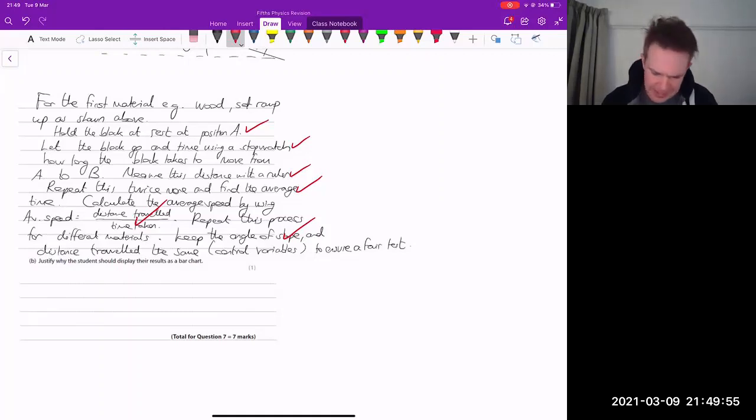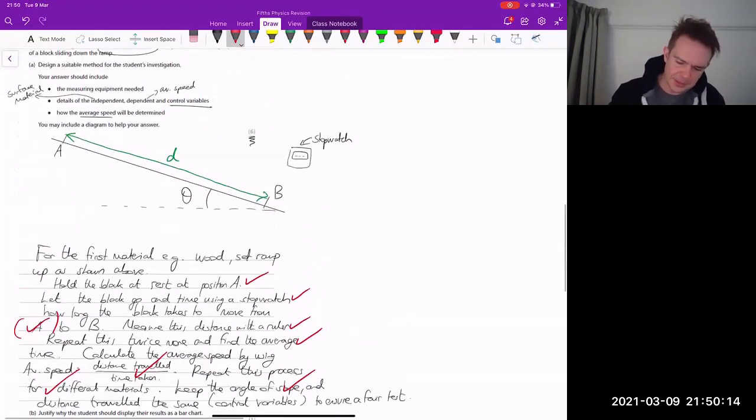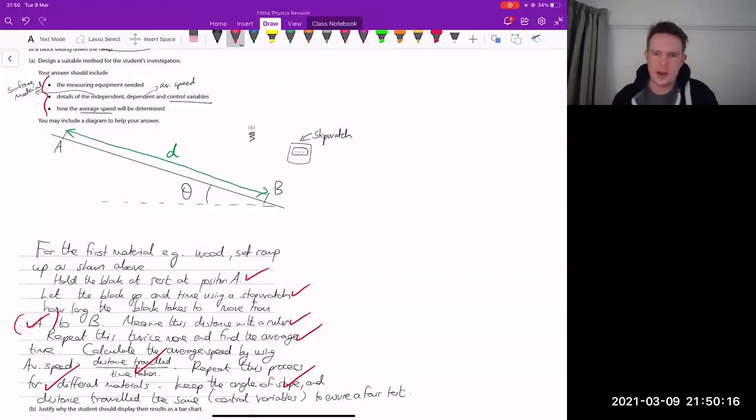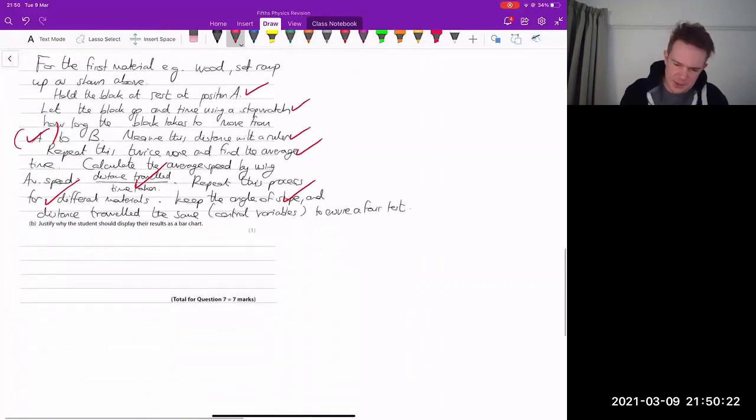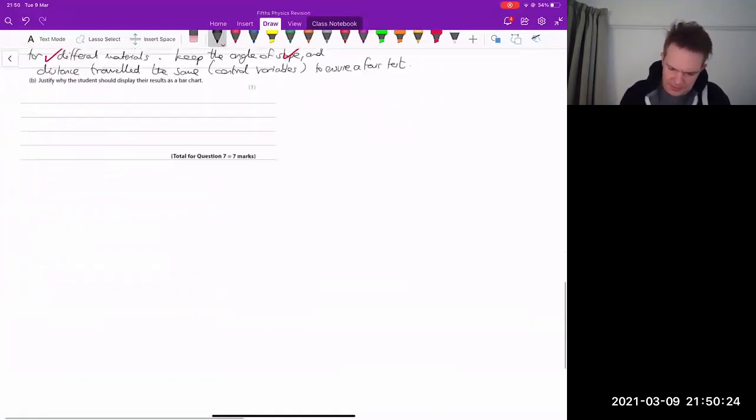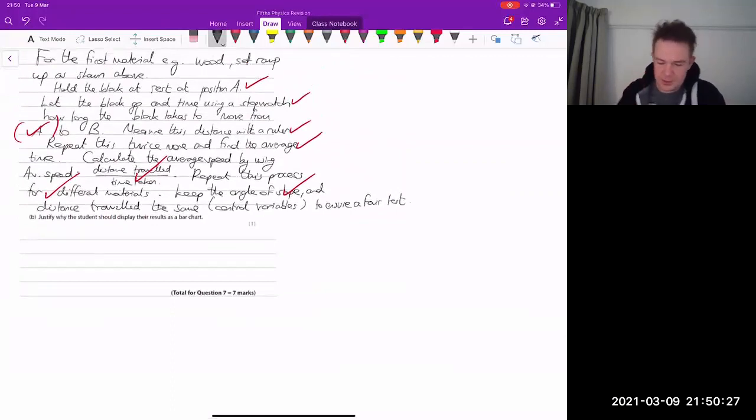It's likely there would be marks perhaps for describing the block moving from A to B. That would be quite generous. Repeating the process for different materials is probably worth a mark. So you can see, you can quickly rack up marks if you are focused and concentrate on the points that you're asked to describe. You might get some mark for the diagram as well. For this question, have a look at that question. Justify why the student should display their results as a bar chart. And have a go. Pause the video.